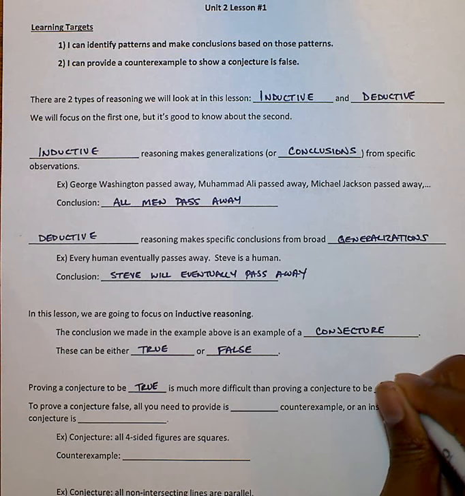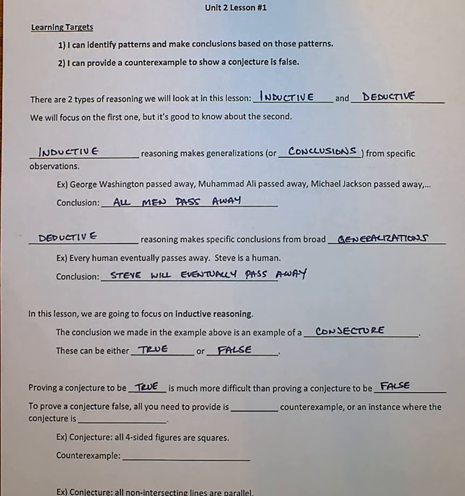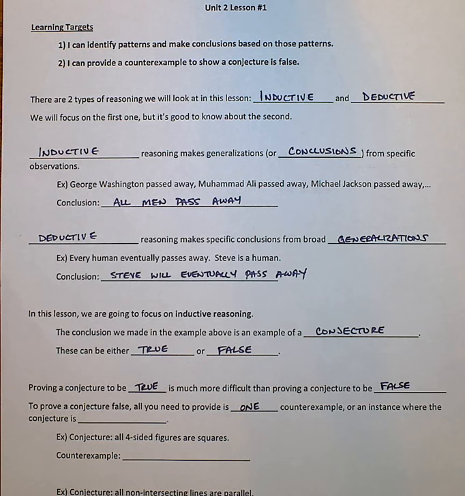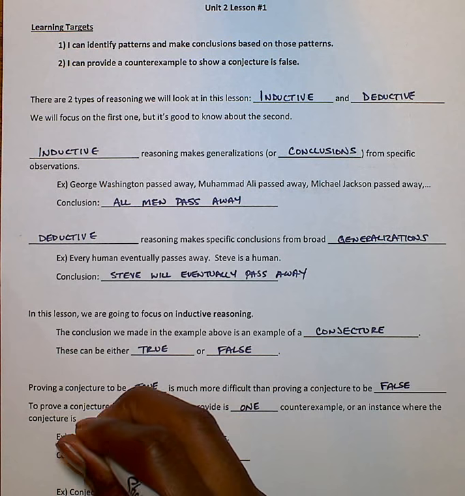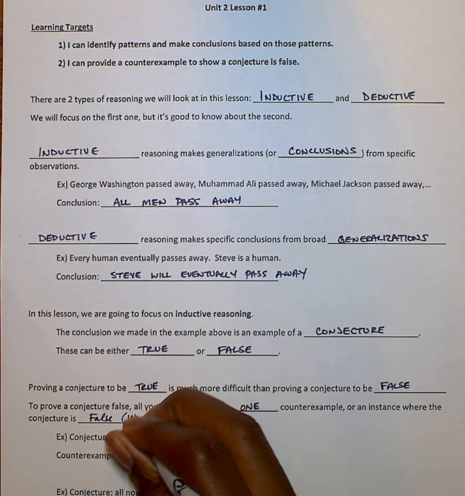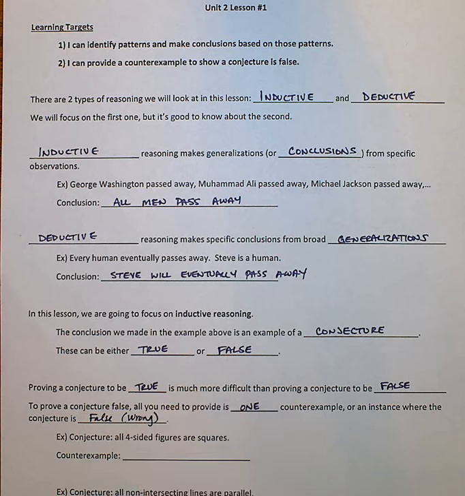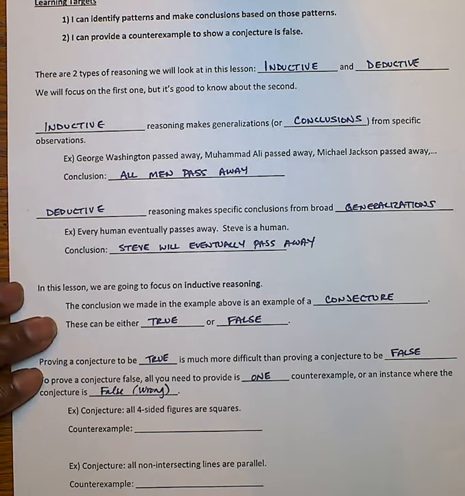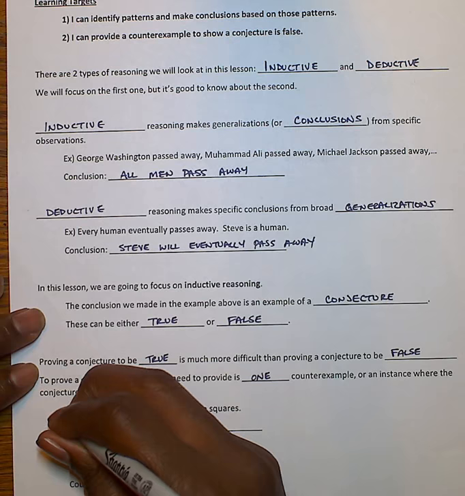Because in order to prove something false, all you need to do is to provide one counterexample, or an instance where the conjecture is false, or better yet, wrong. If you provide one counterexample, then the conjecture, your educated guess, sometimes people say, but we'll say conjecture, is false. So, here's a conjecture. All four-sided figures are squares. Okay, you can take your time and try that one out.